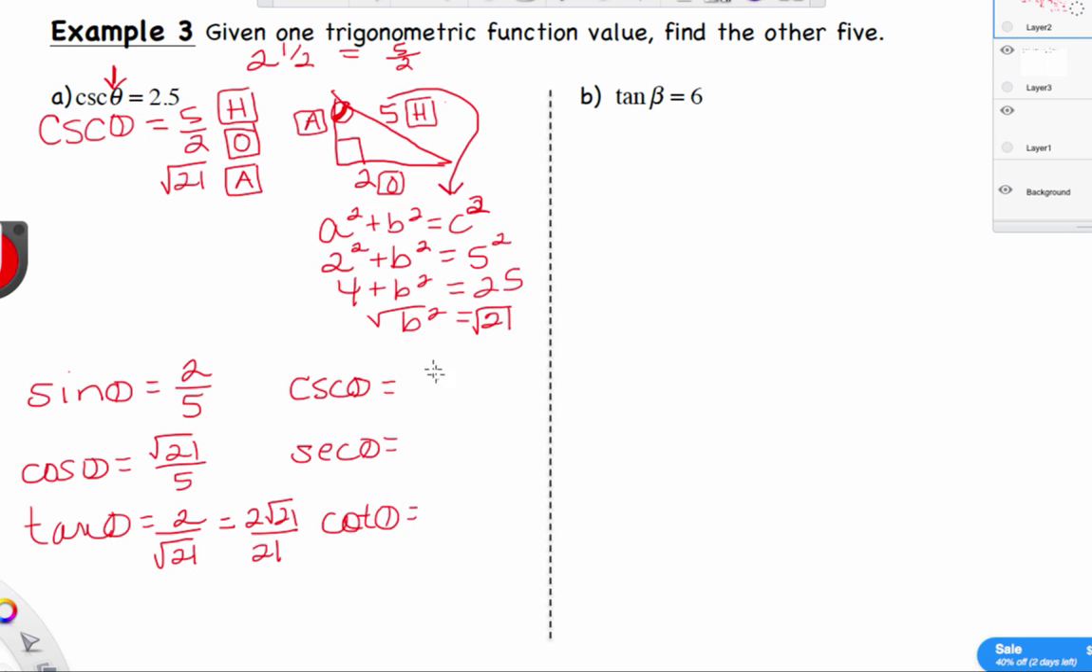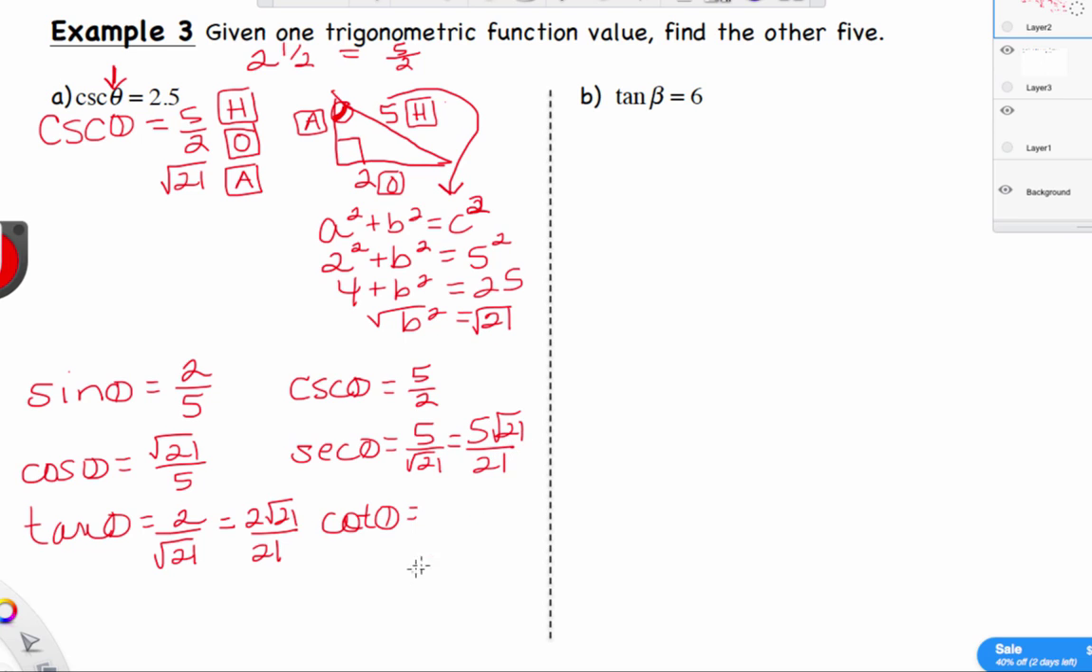Okay, so cosecant is the given, so that's 5 over 2, or 2.5. I'm just going to leave it as a fraction. Secant's the reciprocal of cosine. It is h over a, but I'm just going to flip my cosine fraction to get 5 over root 21, which is 5 root 21 over 21.